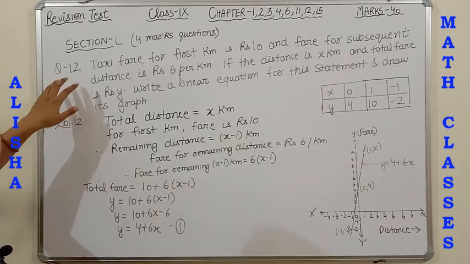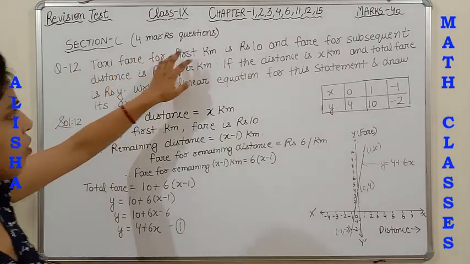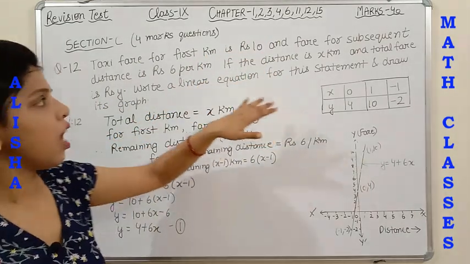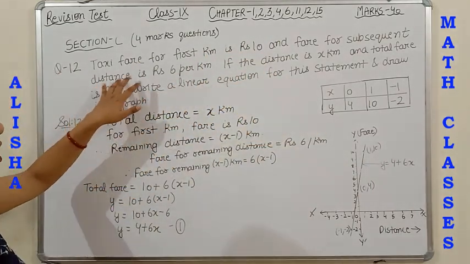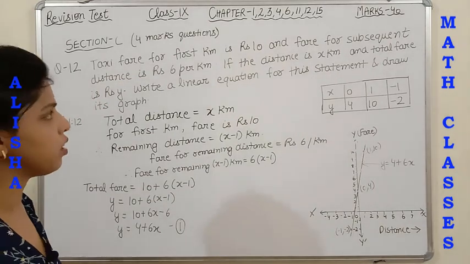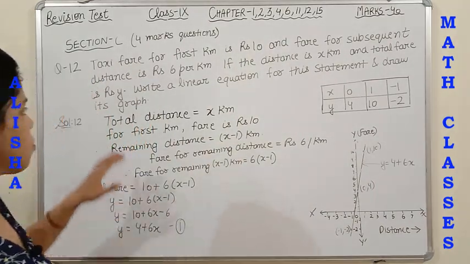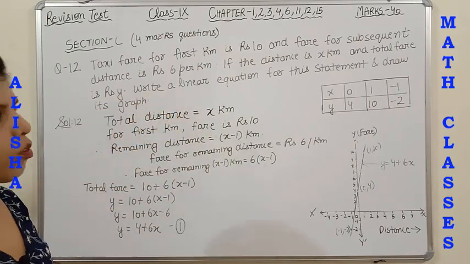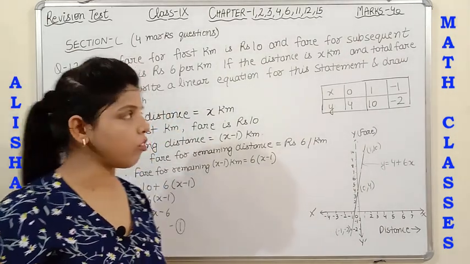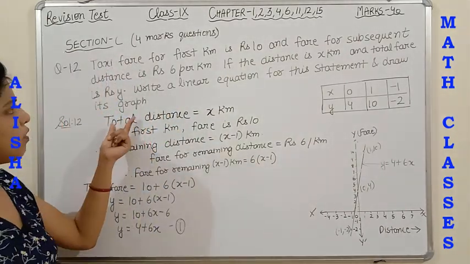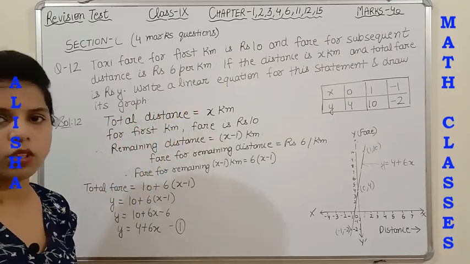So next question is question number 12. Taxi fare: the first kilometer is rupees 10 and fare for the subsequent distance is rupees 6 per kilometer. If the distance is x kilometer and total fare is rupees y, write a linear equation for this statement and draw its graph also. So first of all, we will see here that total distance is equal to x.